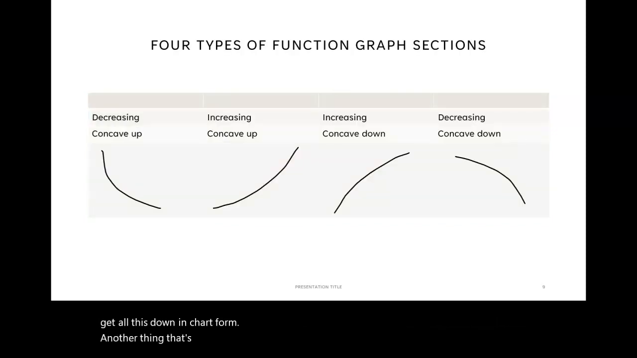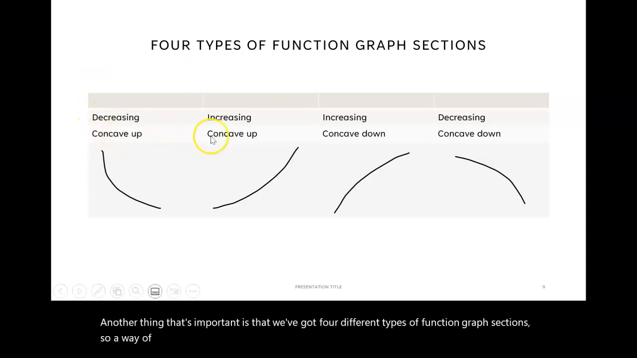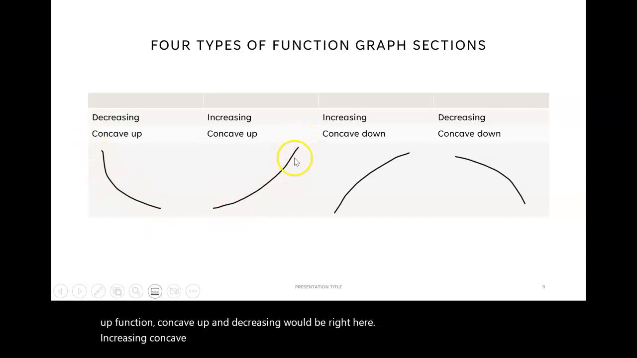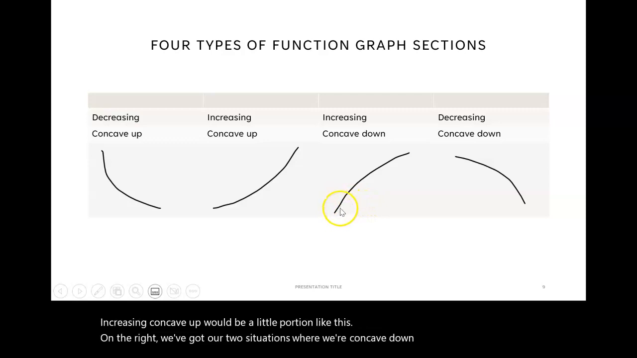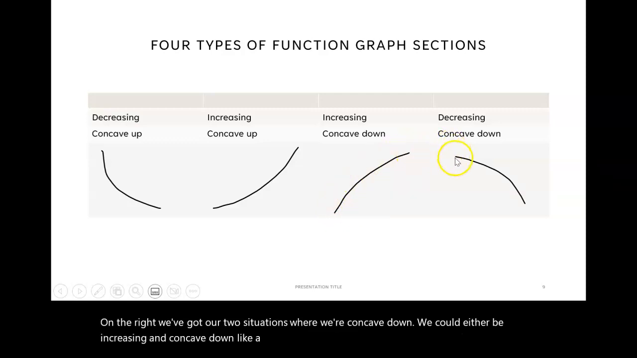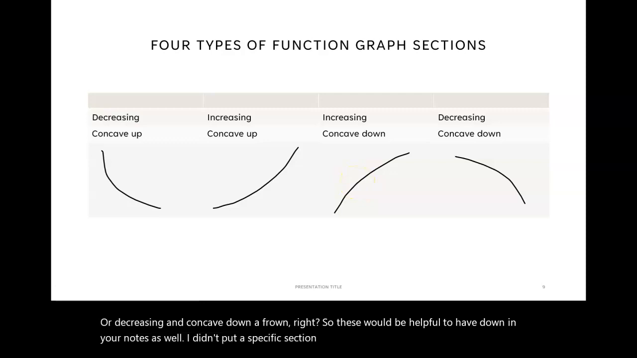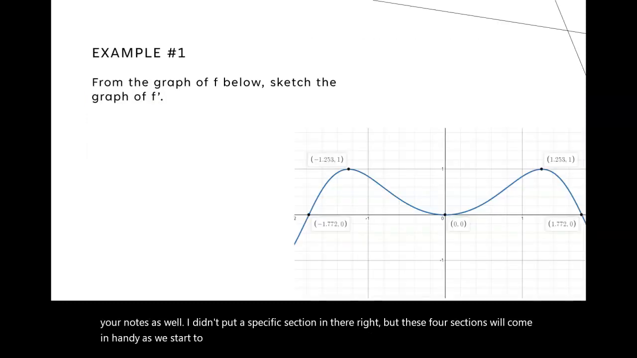Another thing that's important is that we've got 4 different types of function graph sections. So a way of looking at that is on the left, we've got our 2 situations where we have a concave up function. Concave up and decreasing would be right here. Increasing concave up would be a little portion like this. On the right, we've got our 2 situations where we're concave down. We could either be increasing and concave down like a frown, or decreasing and concave down like a frown. Right? So these would be helpful to have down in your notes as well. I didn't put a specific section in there, right? But these 4 sections will come in handy as we start to graph our functions.